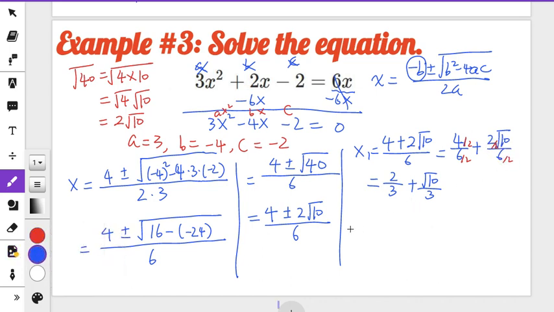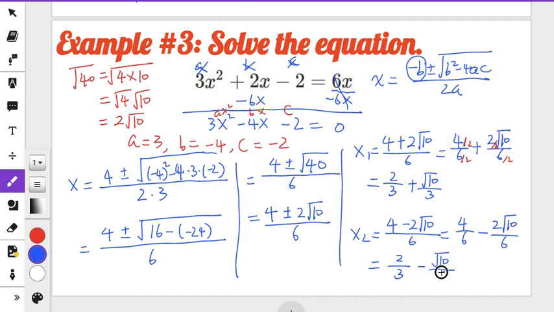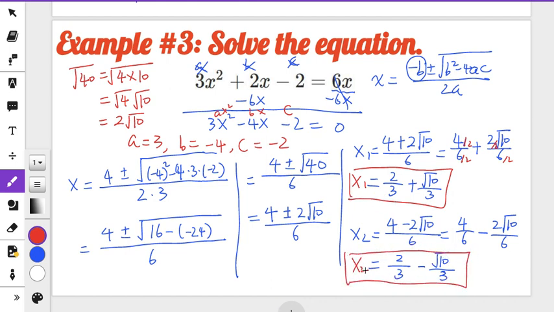And another solution, as some students already noticed, is actually just the minus, but I'm still going to write it down so you can use this chance to review this process again. So it's 4 over 6 minus 2 radical 10 over 6. So our answer will be 2 over 3 minus square root 10 over 3. And this is our solution, x1 and x2. Simplify the answer this way.